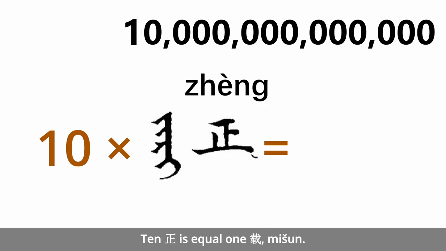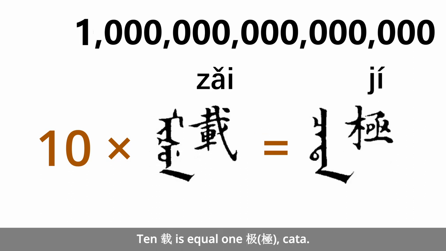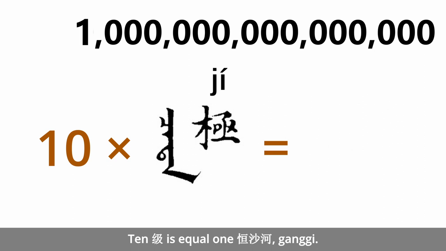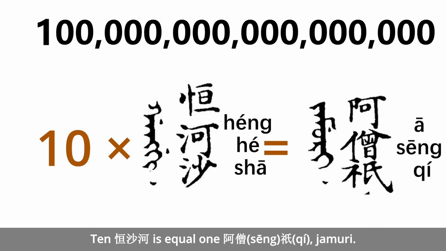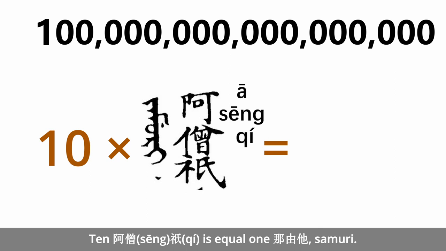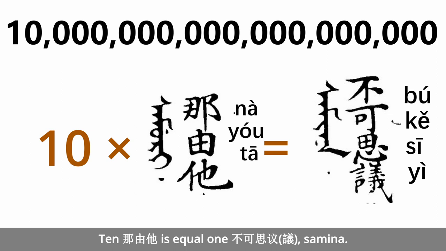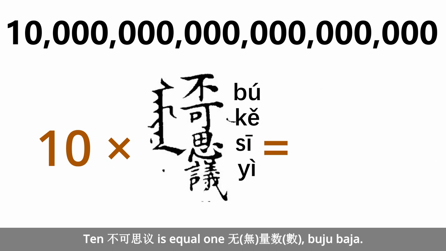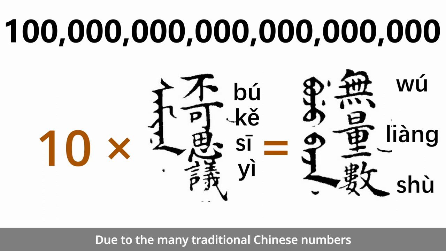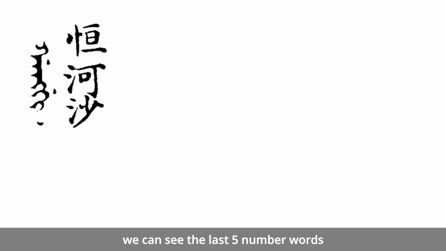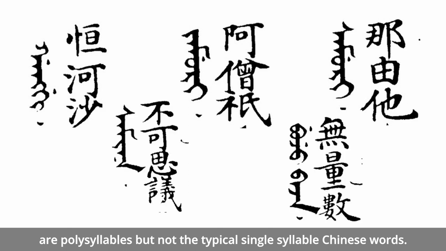10 zheng is equal to 1 zai mi shun. 10 zai is equal to 1 ji chata. 10 ji is equal to 1 heng he sha gangi. 10 heng he sha is equal to 1 a seng qi jamu li. 10 a seng qi is equal to 1 na yu ta. Ten Na Yu Ta is equal to one 不可思议, Samina. Ten 不可思议 is equal to one 无量数, Bu Zhu Ba Za. Due to the many traditional Chinese numbers related to Buddhist words, we can see the last five number words are polysyllables, not the typical single-syllable Chinese words.